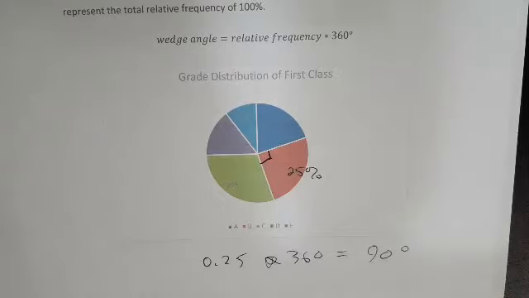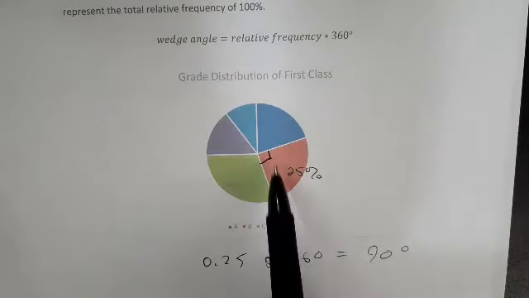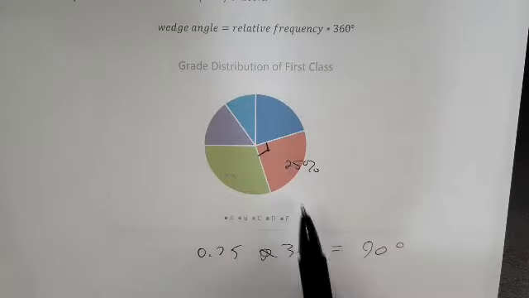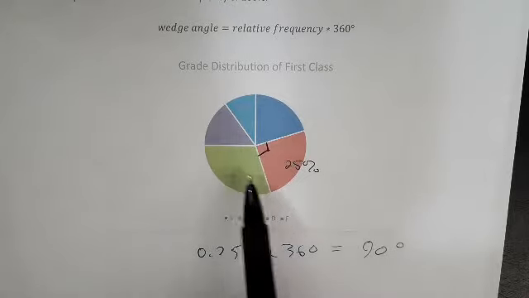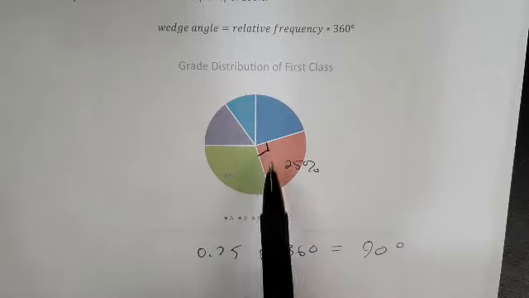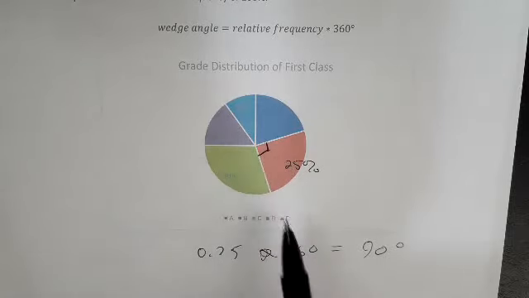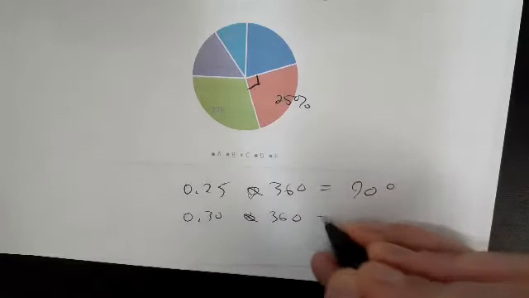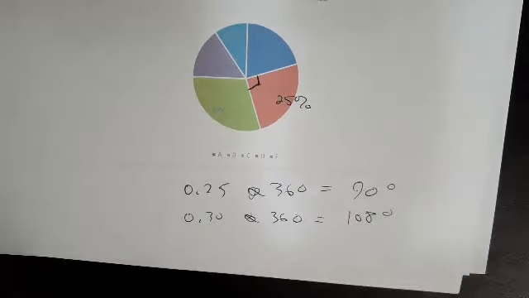So if it's 25%, it should be a quarter of this triangle. Sorry, not a quarter, quarter of the circle. That's what I meant to say. It should be 90 degrees. It should be a quarter of the circle. If it's 30%, which I believe this is right here, it should be a little bit larger than 90. It should be an obtuse sort of angle happening in here. We could calculate it as 30% of 360. I think it's going to give me like 108 degrees.